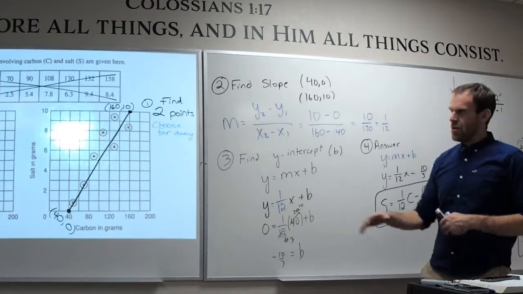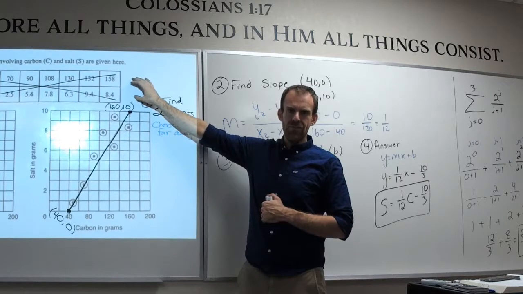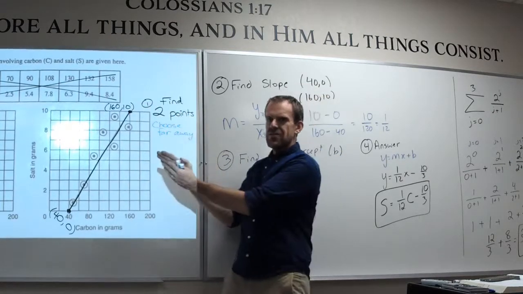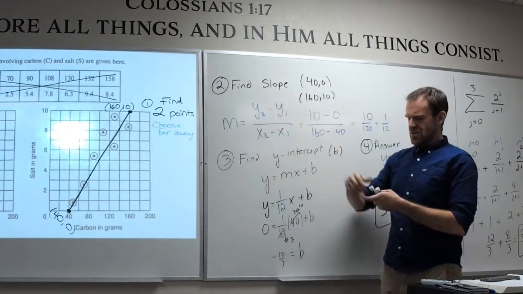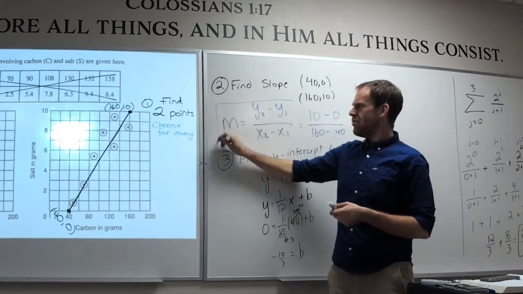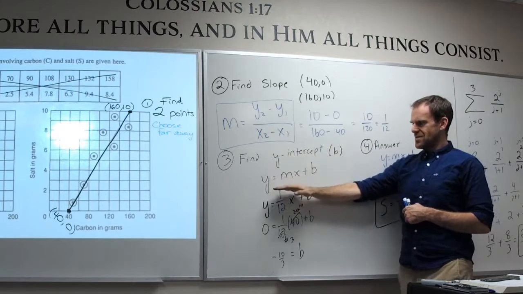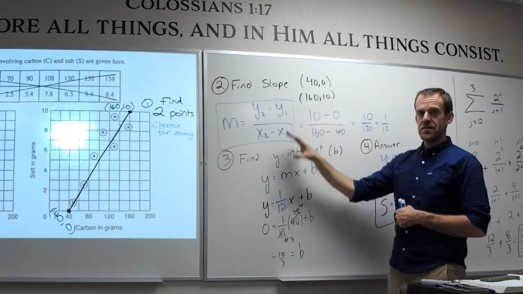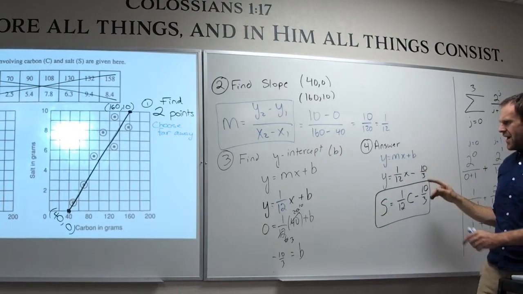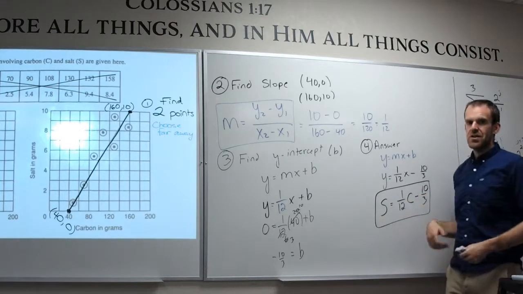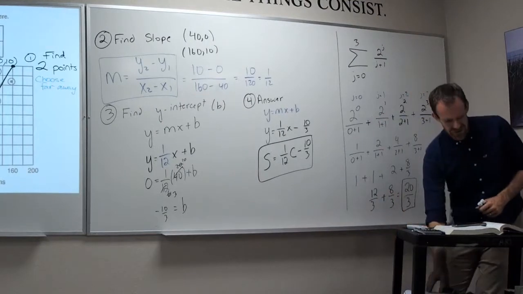To recap, you'll find 2 points, not the ones listed in the table. Choose the points as far away as possible from each other. Then find the slope using this equation right here, y2 minus y1 over x2 minus x1. Then find your y-intercept. This is all review from algebra. Finally, you write the answer not in terms of y and x, but in terms of the variables that they give you. Now, the last part of our lesson is quite quick and fun.